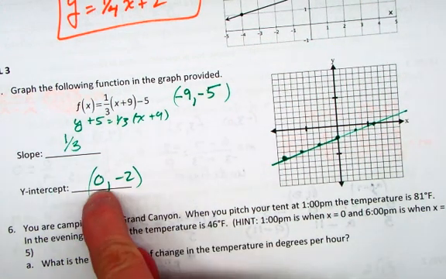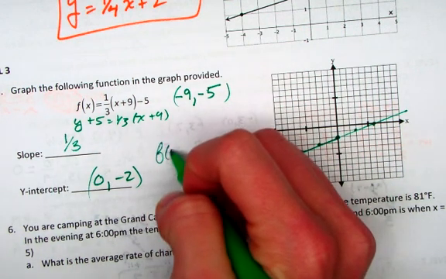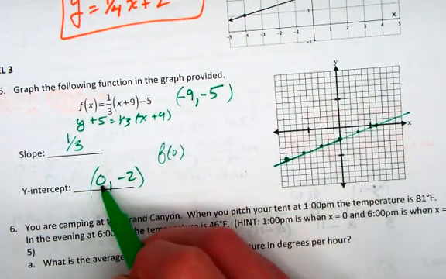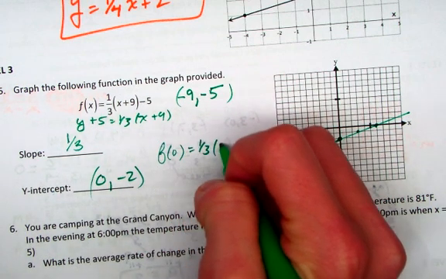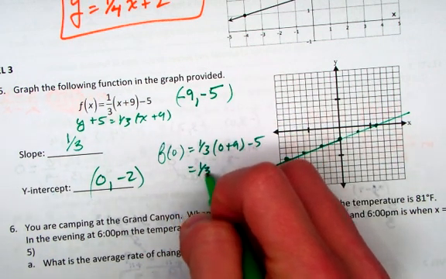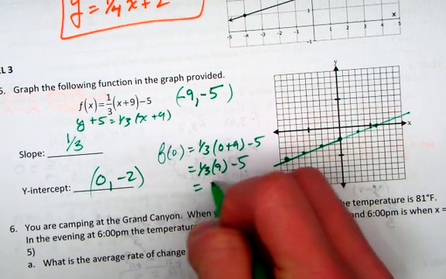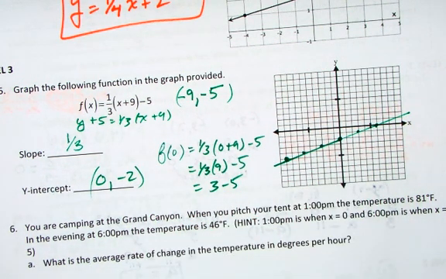To verify that, notice here for the y-intercept, x is 0. So you're like, you know what, Miss Weber, I'm not sure. Is there any other way? Yes. You can evaluate f of 0. If x is 0, what is the value of my function here? So this is going to be 1/3 times 0 plus 9 minus 5. And that equals 1/3 of 9 minus 5. So that's 3 minus 5, which sure enough is -2.